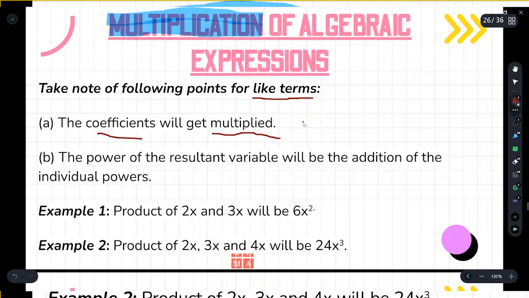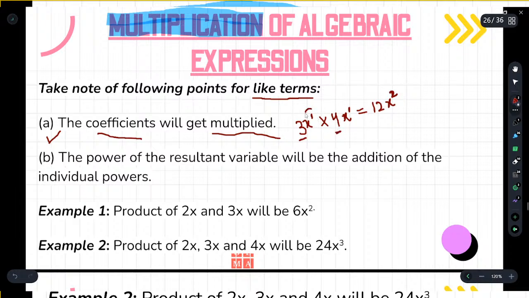Suppose we have got like terms 3x into 4x. Now what do we do? How do we multiply it? According to our first step, we will multiply the coefficients. The coefficients are 3 and 4. So let's multiply them. 3 into 4 is 12. Now we will have to add the individual powers. Power of x here is 1 and power of x here is 1. So what is the addition of their individual powers? 2, right? 1 plus 1 is 2.